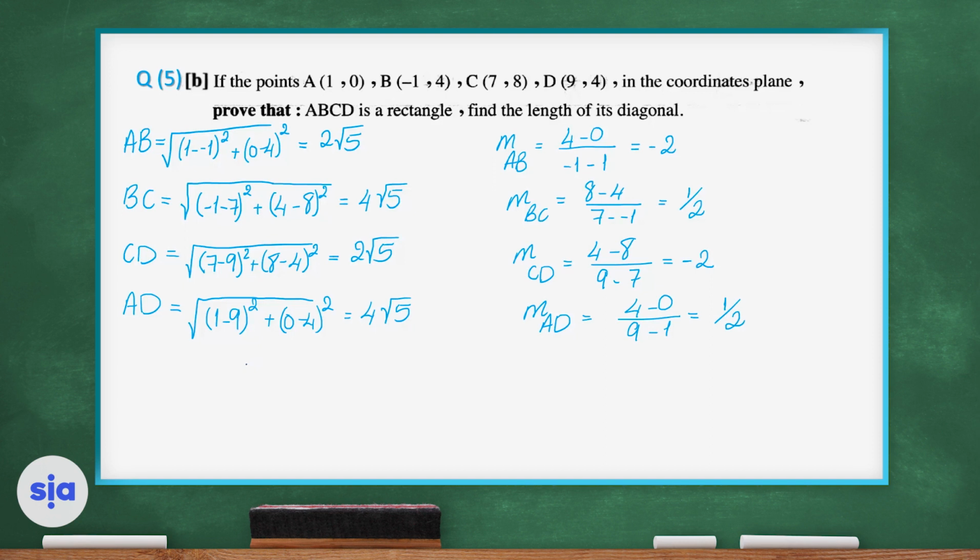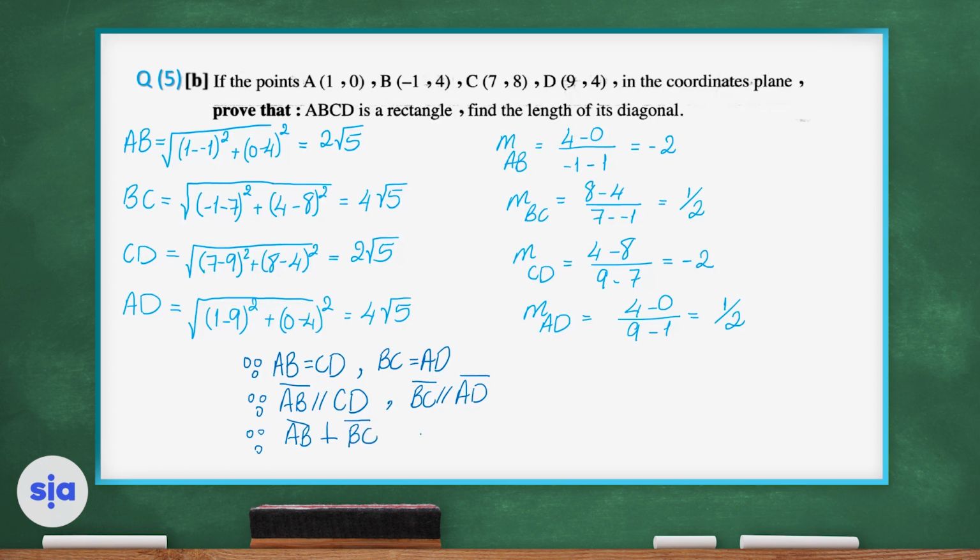So, as we found, we can write that since AB is equal to CD and BC is equal to AD, and also since AB is parallel to CD as they have the same slope, where BC is parallel to AD as they also have the same slope, and also since AB is perpendicular to BC as the product of their slopes is negative 1, and CD is perpendicular to AD, then therefore ABCD is a rectangle.